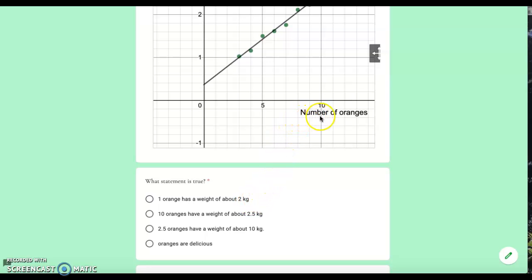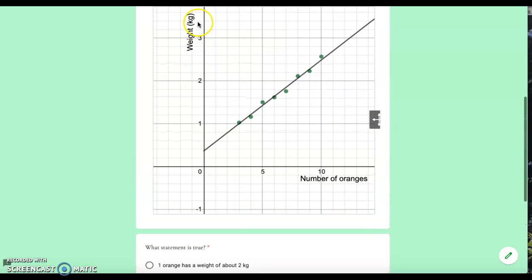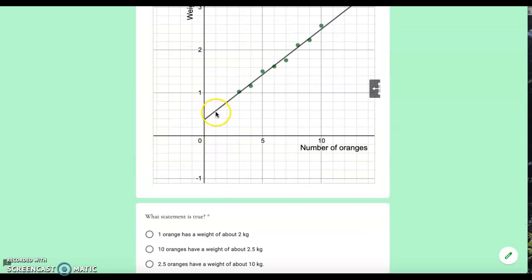So I'm looking along the x-axis for number of oranges, and this would be 1, even though it's not labeled. This still represents 1 orange. And if I go up to meet the line, it looks like 1 orange is going to have a weight of less than 1 kilogram, kilograms being on the y-axis. So 1 orange is still going to fall below weighing 1 kilogram. So the first statement is definitely not true. That would also be a very heavy orange if it weighed 2 kilograms.